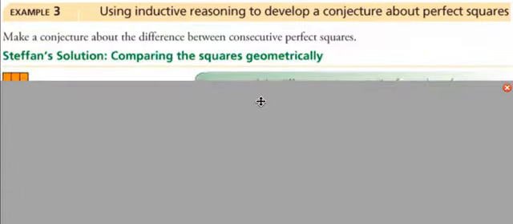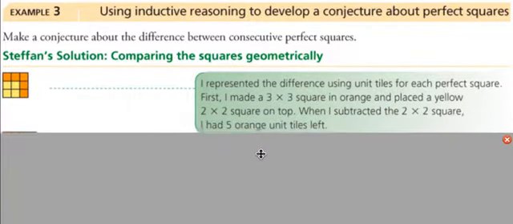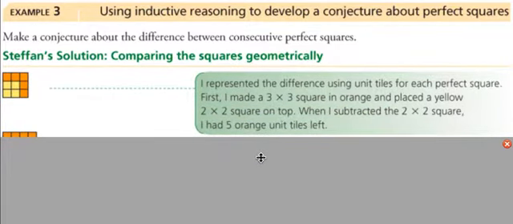So in this example, what we're starting with is looking at the shapes. So we have perfect squares. So a perfect square is simply, in this case, we have a 3 by 3 square and a 2 by 2 square. So the number of squares you have in a 3 by 3 is 9, and the number of squares you have in a 2 by 2 is 4. And when you subtract those, you get 5. So there's 5 tiles left.